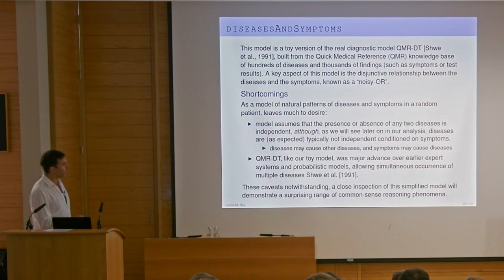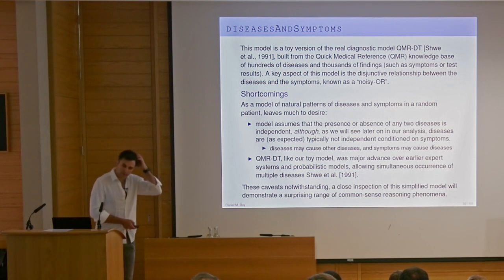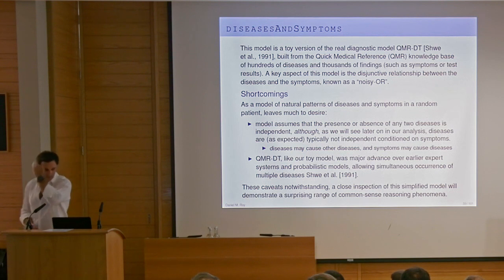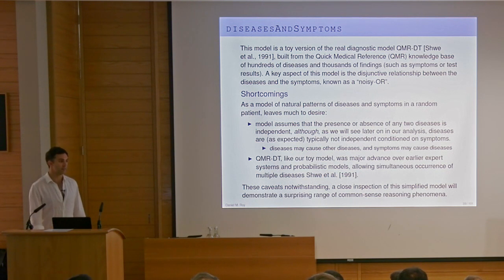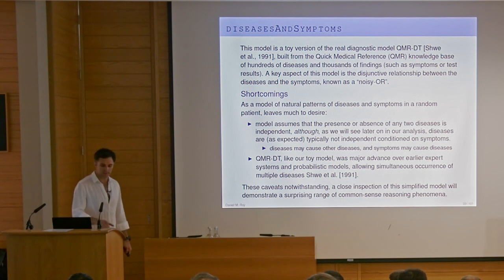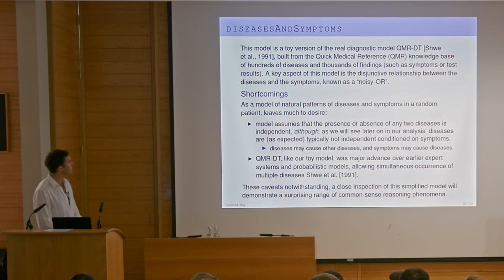So this is obviously a very toy model, but it's actually based upon an actual model called QMR-DT, which has hundreds of diseases, thousands of findings, and was maybe one of the first real successes of bringing probability to expert systems. If you've never heard of expert systems, I wouldn't think less of you. These were systems that were largely hand-engineered rules, if-then-else statements, crafted and carefully kept secret, because if you saw my if-then-else rules, you might steal my company or something.